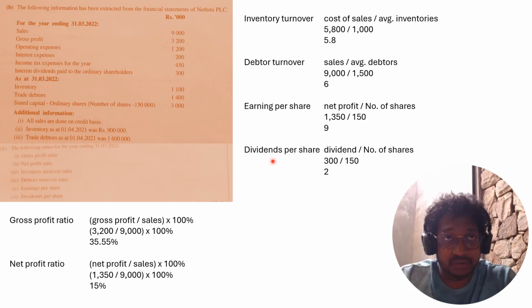And dividends per share. To find out dividends per share, the interim dividend that you distributed, you have to divide by the number of shares. So here the dividends you distributed is 300,000. Is that given directly? No, right? You have to find out how. No, no, here it's given directly as 300, and the number of shares is 150. So dividend per share is 2 rupees.